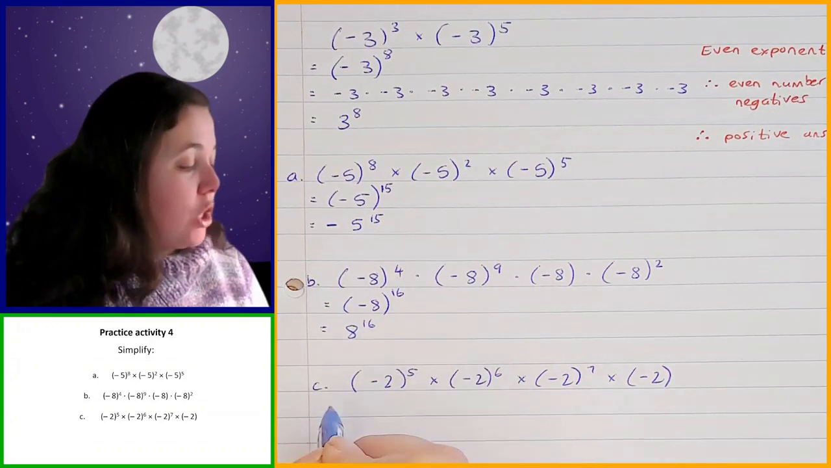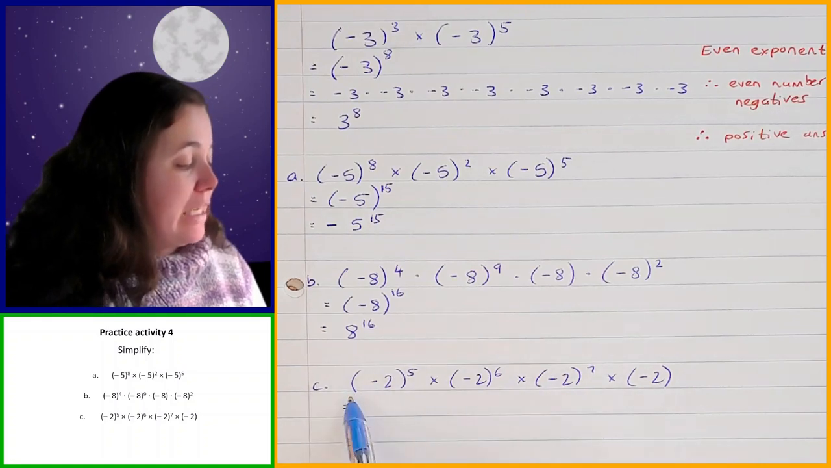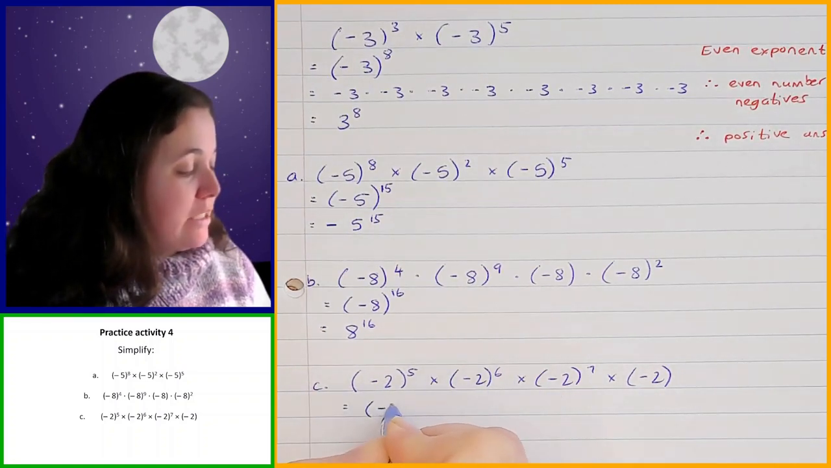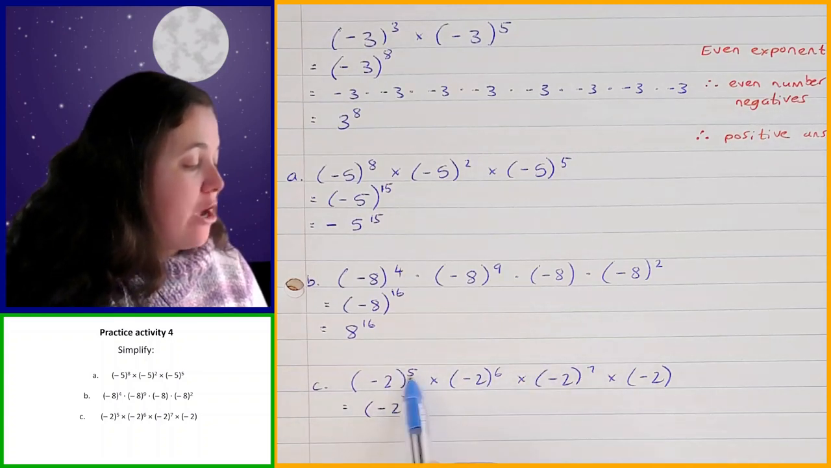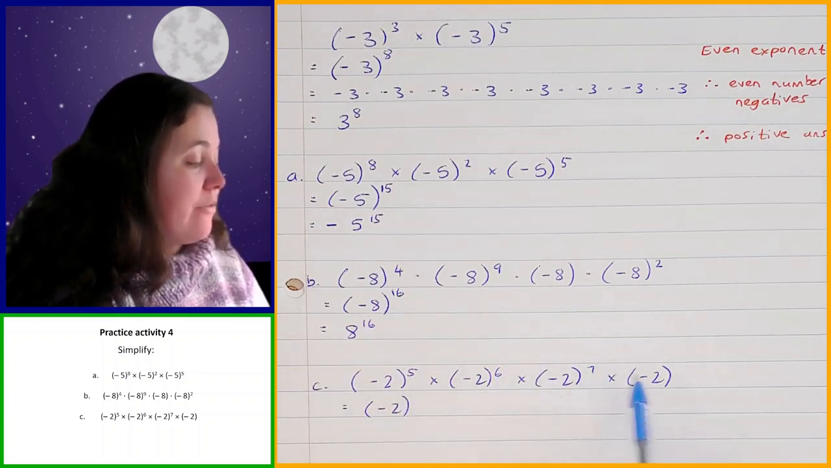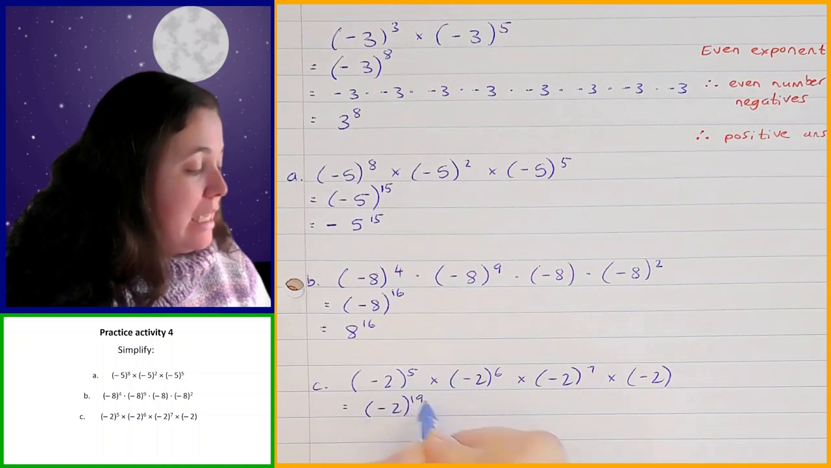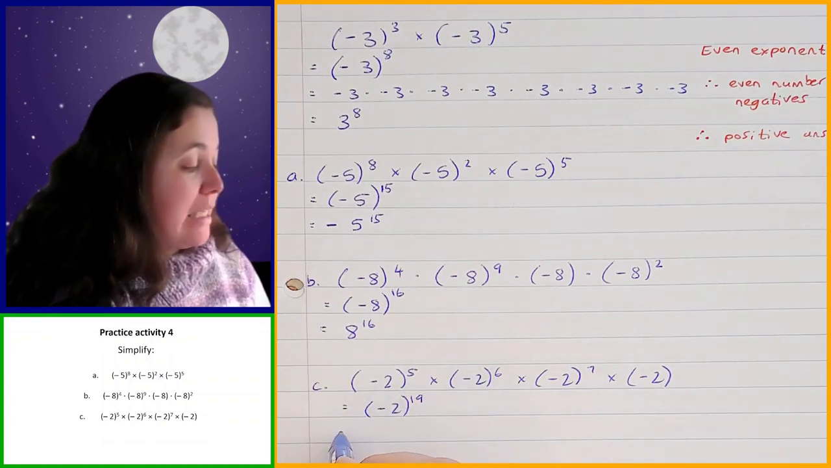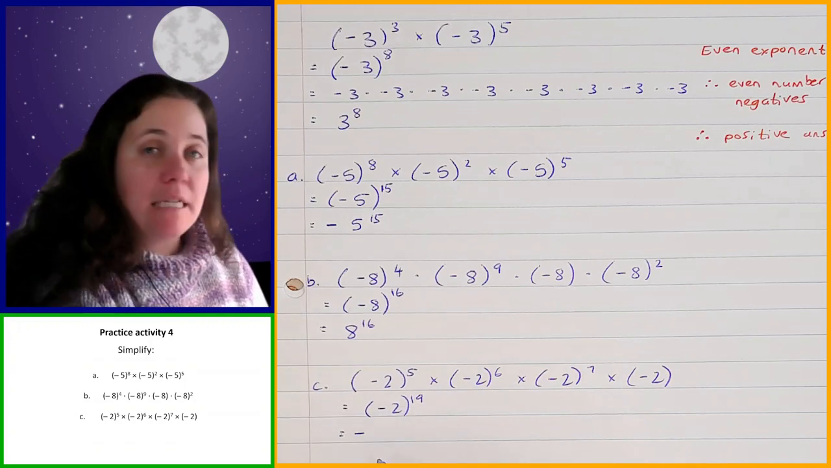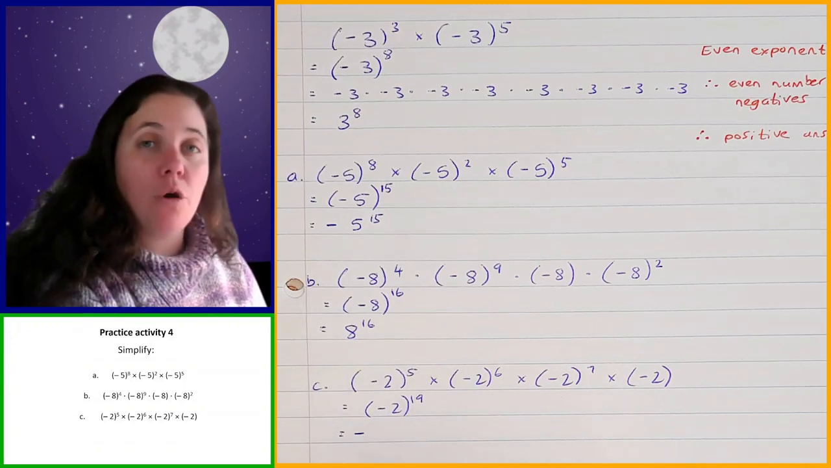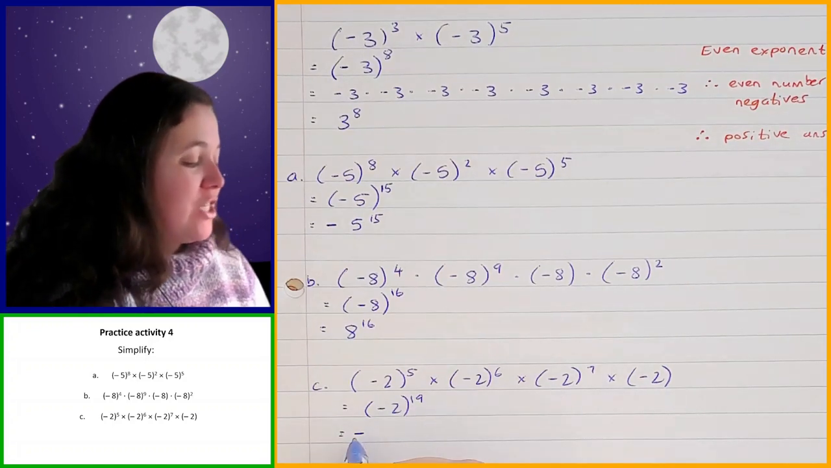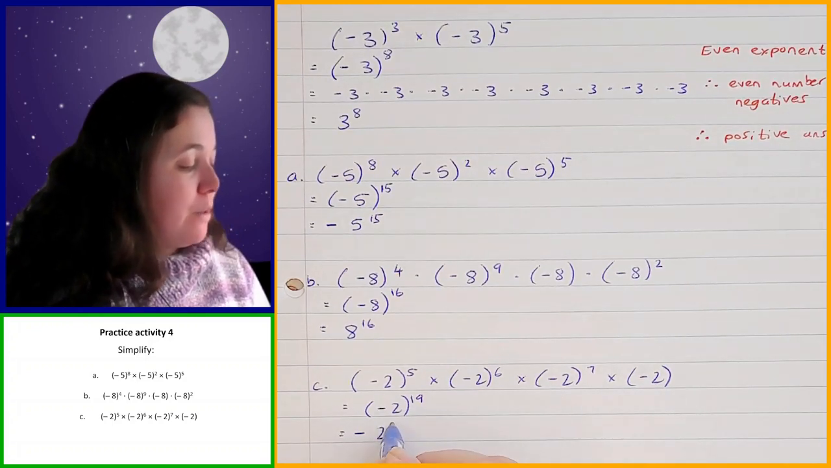Okay, and then the last one, I've got negative 2, negative 2, negative 2, negative 2. It's all the same again. So it's going to stay negative 2. I add my exponents. 5 plus 6 is 11, plus 7 is 18, plus 1 is 19. But in this case, my exponent is an odd number, which means that it is going to stay negative because I've got an odd number of negatives being multiplied together. So it's negative 2 to the power of 19.